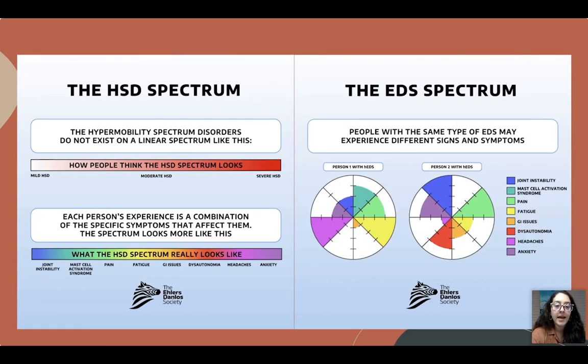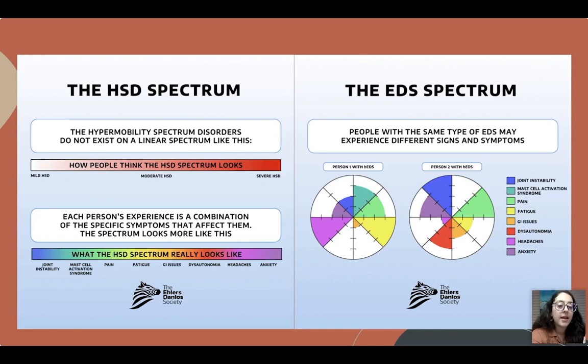And then this, I love this picture. This is from the EDS Society. A lot of this information is from the EDS Society or my additional trainings that I've done. But I really like this picture because this picture highlights that EDS is really a spectrum. And so it's not like mild, moderate to severe. It's usually which of the symptoms that are very common with EDS is more prevalent for that individual.